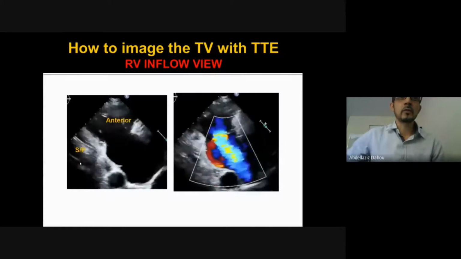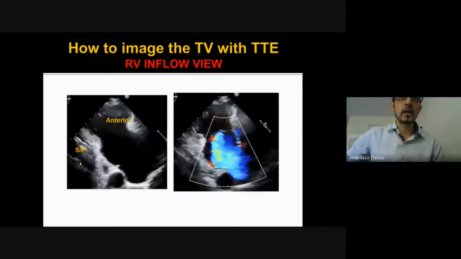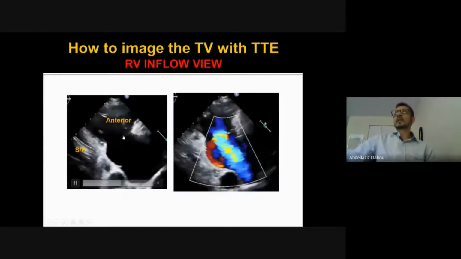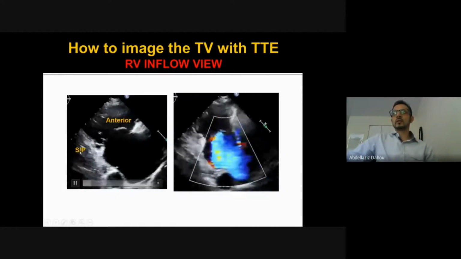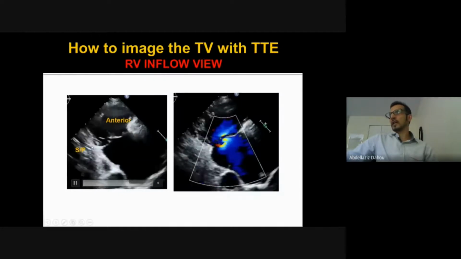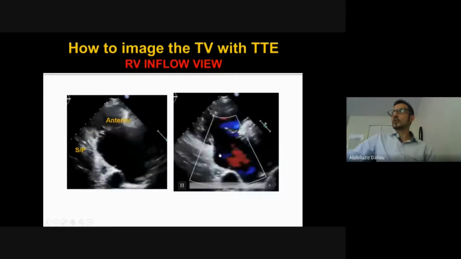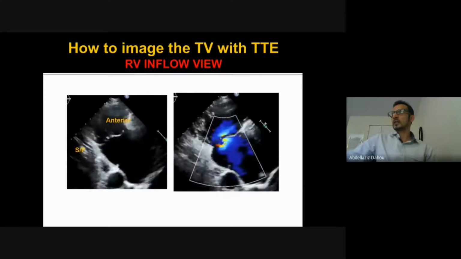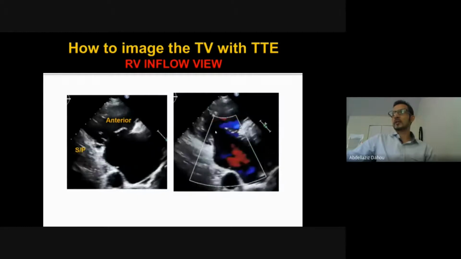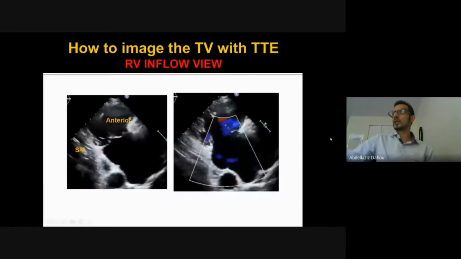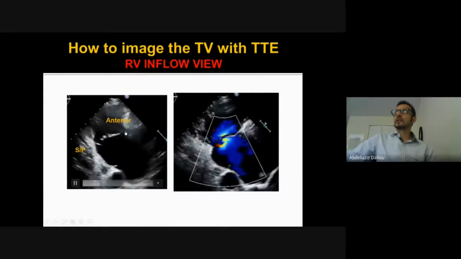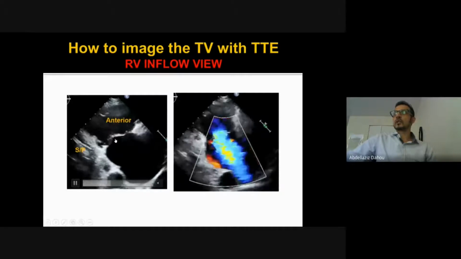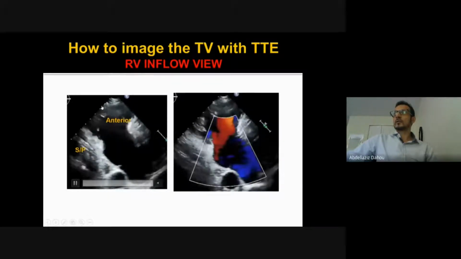We usually start with this view. This is the RV inflow view, showing the anterior and the septal or posterior leaflet, depending on what you see on the posterior aspect here. And you can put the color and see the tricuspid jet, TR jet, and do all the quantification with PISA or other modalities. You can acquire your 3D from here, and you can also characterize the valve morphology and the right ventricle morphology and function from here.